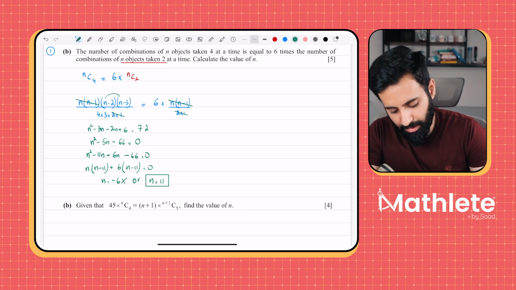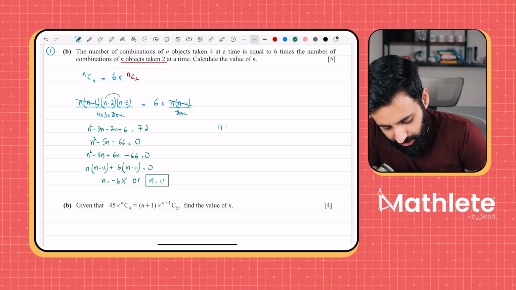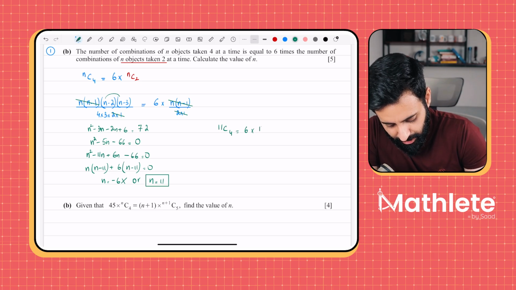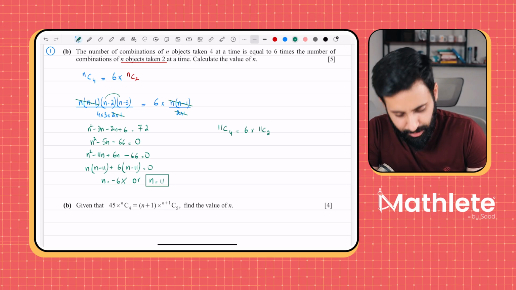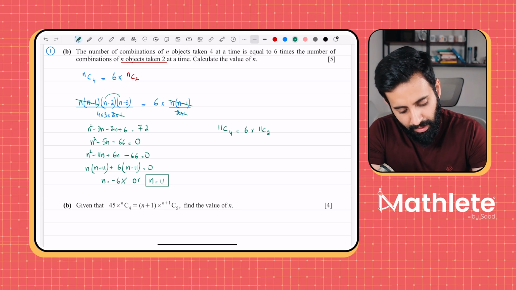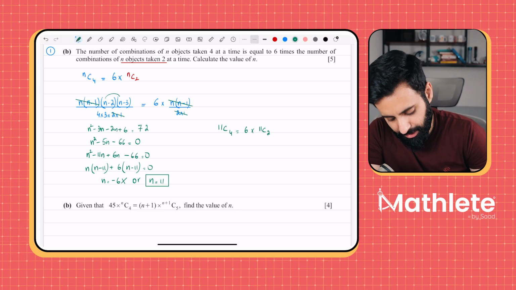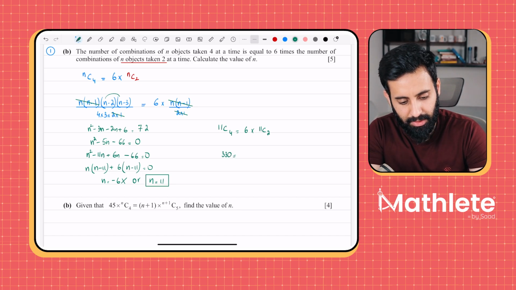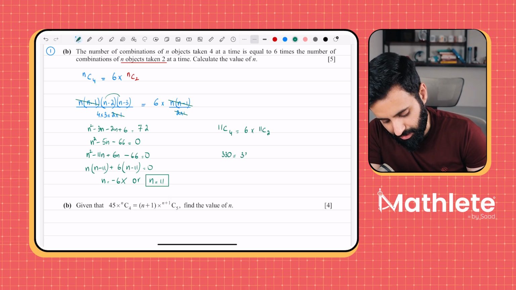And you know what? I'm going to test this out and see if the answer is actually correct or not. To do that, I'm going to use a calculator, just to be on the safe side and just to prove it to you guys that this answer is in fact correct. So according to the question, 11C4 is equal to 330, should be equal to 6 times 11C2, and that's correct. 330 equals 330, that means the answer is in fact correct.